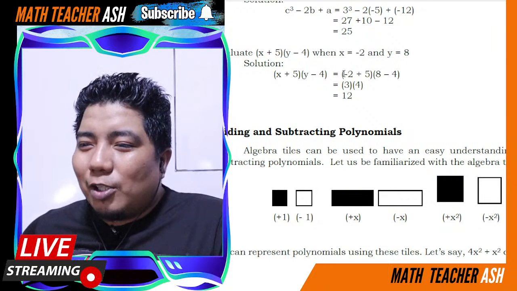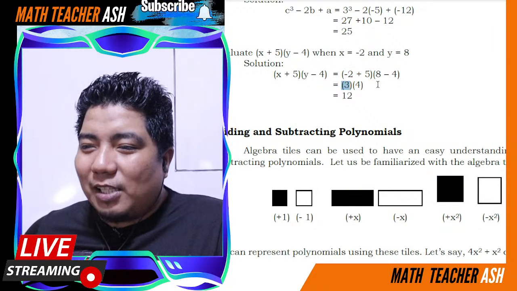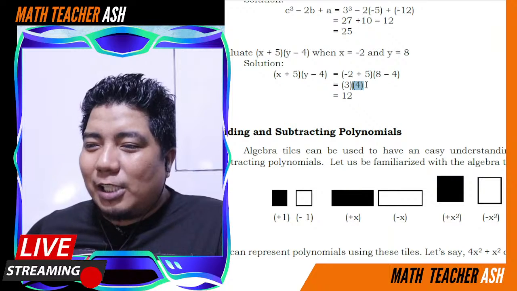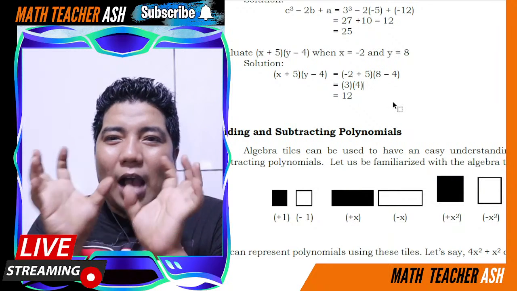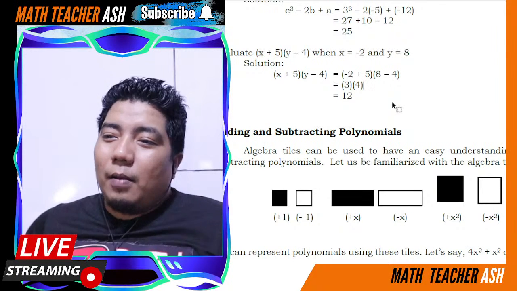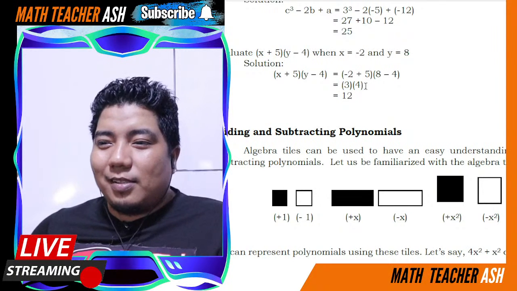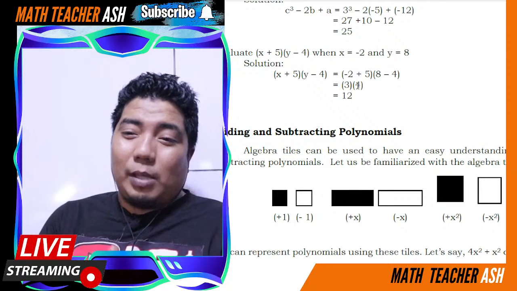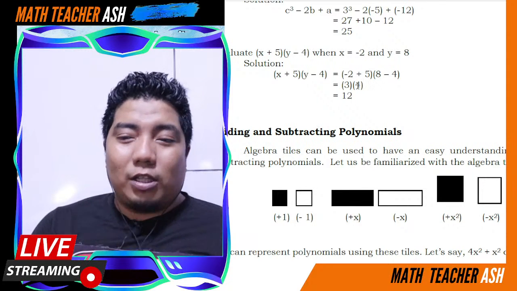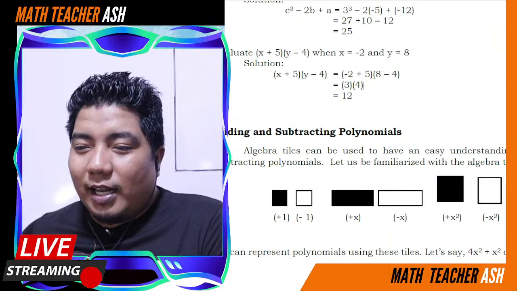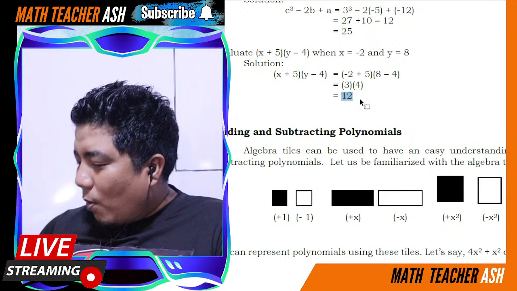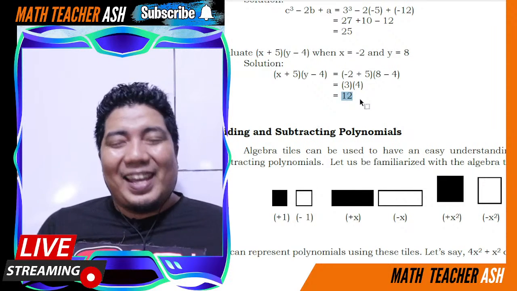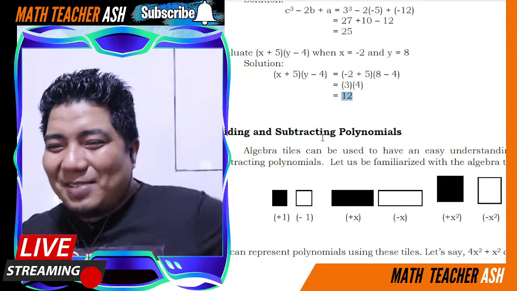Katulad nito. So, negative 2 plus 5, the answer is positive 3. 8 minus 4, the answer is positive 4. So, sabay sila. Sinimplify. Then, ang natira sa bawat parenthesis, yung sagot, and of course, when we say parenthesis, it means we are multiplying. So, therefore, 3 times 4 is positive 12. Alright. Easy, right? Easy lang talaga, my dear math learners.